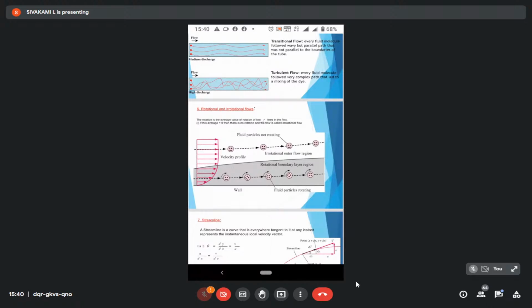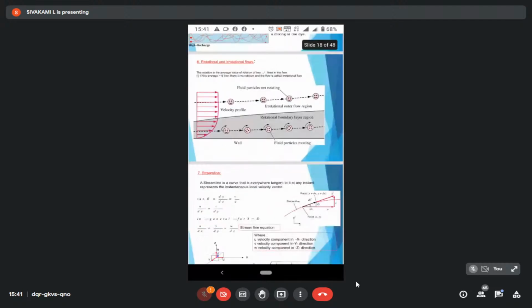velocity value. Look at the same diagram in the upper part of the channel: there is no velocity, so the fluid particles are not rotating. If the velocity increases, the corresponding flow pattern will vary. That's why I have used different emojis which are rotating, and based on the rotation, we can call it a rotational or irrotational flow.